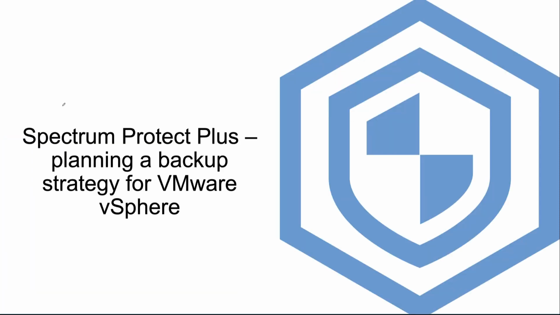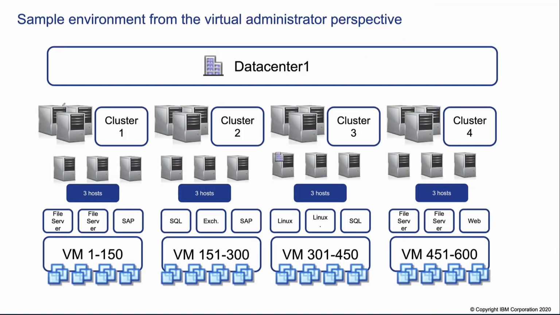So let's talk about planning a backup strategy for VMware vSphere. This is a sample environment, and this is one that we used when we did studies on these types of questions about how one goes about managing data protection in these environments. This is something we found as a fairly typical example. We have 600 VMs essentially broken across 4 clusters, and each cluster has 3 ESXi hosts, and we have a variety of different virtual machines: file servers, some Exchange and SQL, some SAP, again Windows and Linux machines, etc.